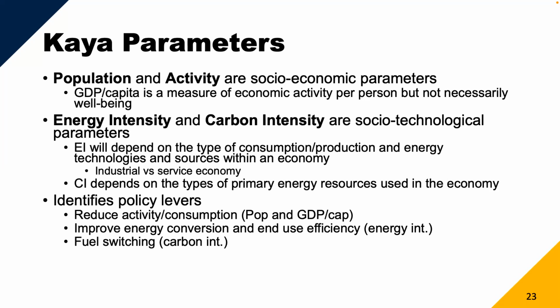And so you can look at policy levers that affect reduction of activity and consumption. You can look at different policy levers that may improve energy conversion and end use efficiency, and then policy levers that might do fuel switching. There are lots of different policies that exist that address all three of these. So for fuel switching, for example, the low carbon fuel standards in California is a nice example that's looking directly at this.